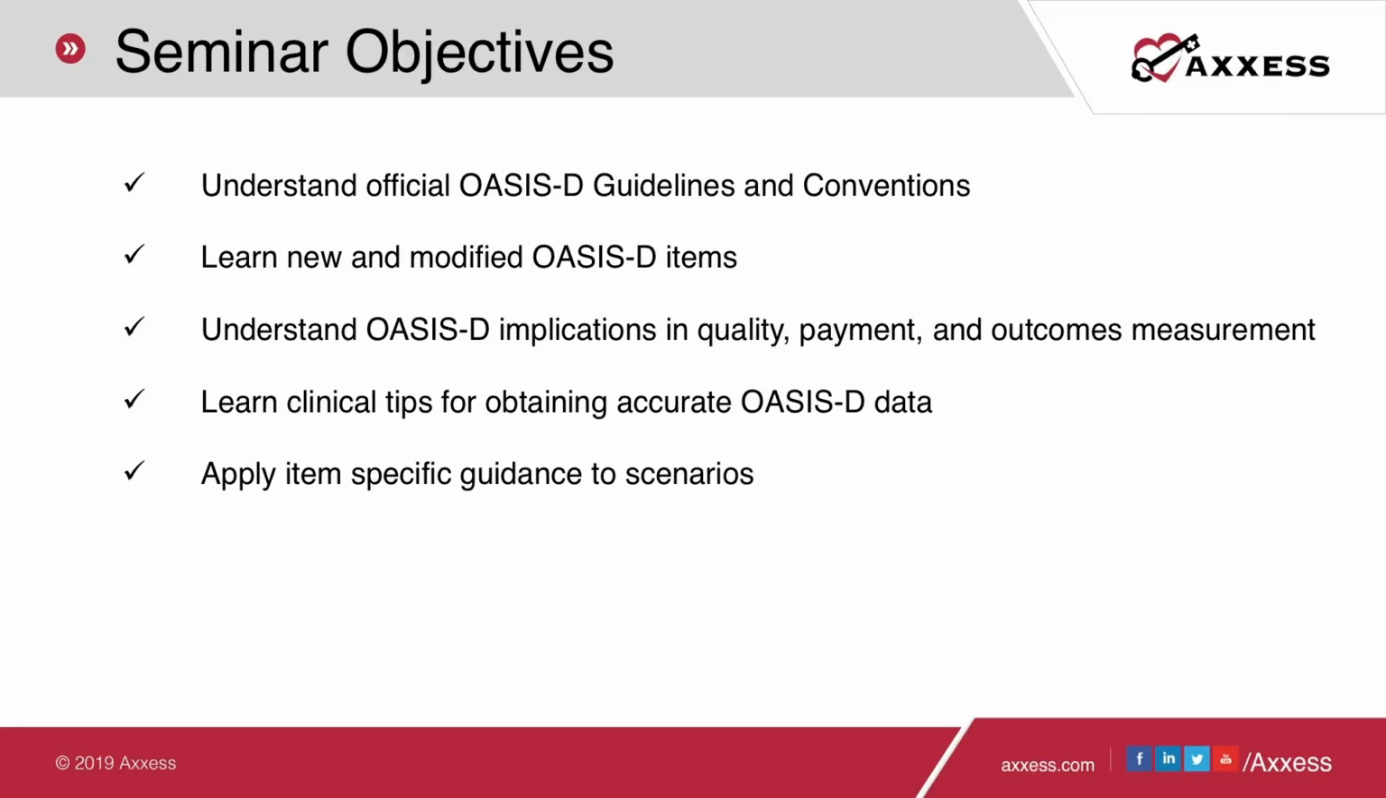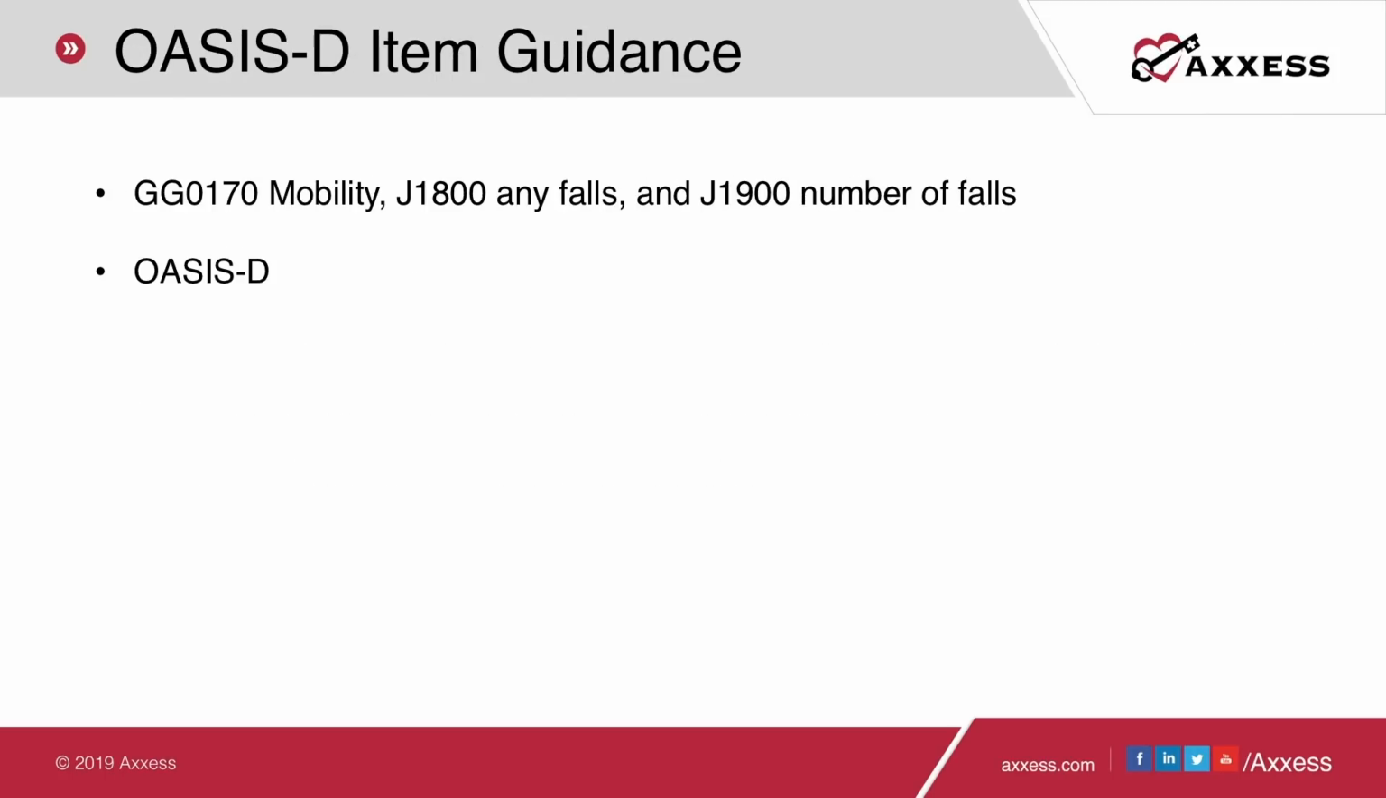The objectives of this 4-part seminar series have been to understand official OASIS-D guidelines and conventions, to learn the new and modified OASIS-D items, to understand the OASIS-D implications in quality, payment, and outcomes measurement, to learn clinical tips for obtaining accurate OASIS-D data, and then apply item-specific guidelines and guidance to scenarios as we go through. And that's what we're going to do in this session. Particularly in session 4, we're going to look at GG0170, which is the mobility question, J1800 that asks if the patient has had any falls, and then J1900, the number of falls the patient has had.